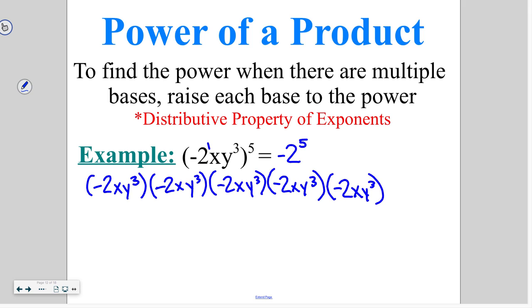Then again, I would have x times x times x times x times x. So I would have x to the 5th power. Again, there was a 1 there to start, so 1 times 5 gives us x to the 5th power. And the last one is I've got y to the 3rd, y to the 3rd, y to the 3rd, y to the 3rd, and y to the 3rd. If we follow the power of a power rule, that's going to give us y to the 15th, or 3 times 5. So that 5 is being distributed to each of the 3 powers on our original terms, giving us that final answer of negative 2 to the 5th, x to the 5th, and y to the 15th.